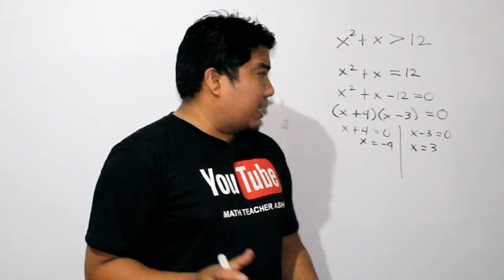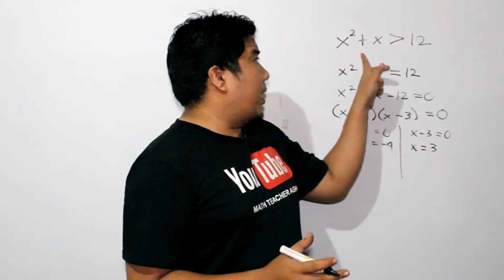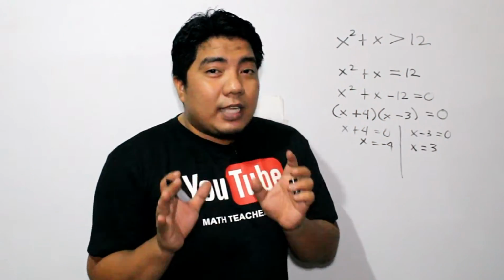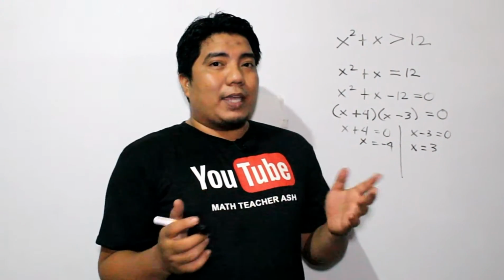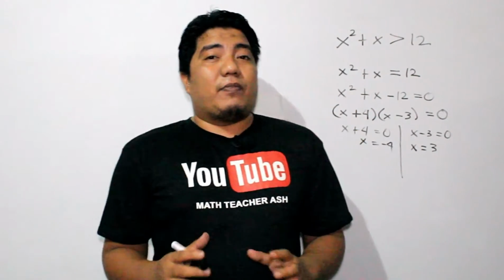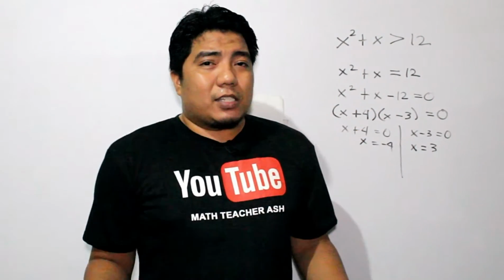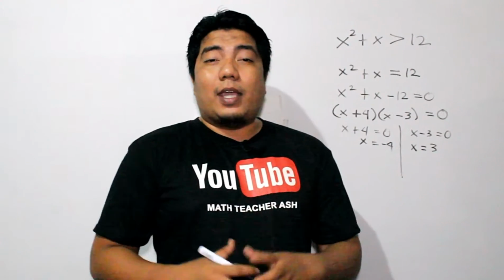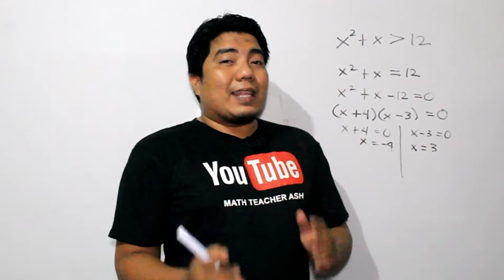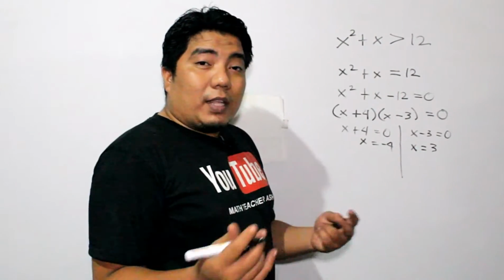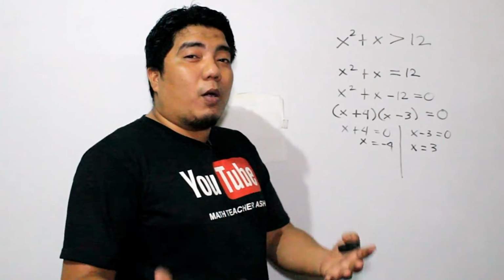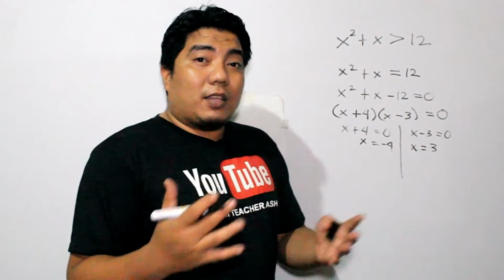Now, is this the answer for my problem here, x squared plus x is greater than 12? The answer for that is no. Why? Because we are talking about inequality, and if it is inequality, then your answer is most likely to be a solution set. Meaning, there is a series of numbers that can satisfy this given. Now, let us try to check so that you know what I am talking about and you can be aware why these two are not the real answer.